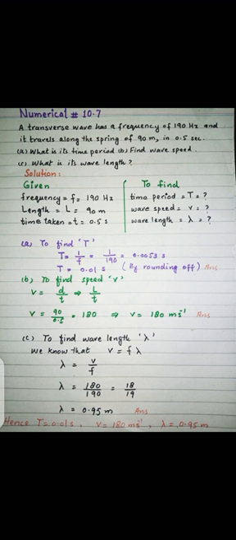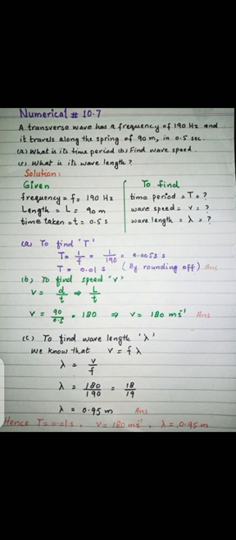Now, we are going to find the wavelength lambda. We know that V equals F lambda. From this relation, lambda is equal to V over F. Now, by putting the values in this relation, lambda is equal to 180 over 190, which is equal to 18 over 19, and 18 divided by 19 is equal to 0.95 meter. Hence, the wavelength of the transverse wave is 0.95 meter.